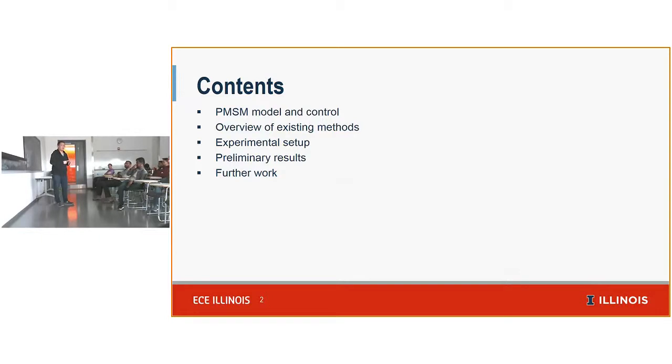So to start off with, I'll be giving a brief recap of the permanent magnet model and control of it, as well as an overview of existing methods of doing the position estimation. Afterwards, I'll be moving on to the experimental setup, as well as some preliminary results and further work that can be done in this area.